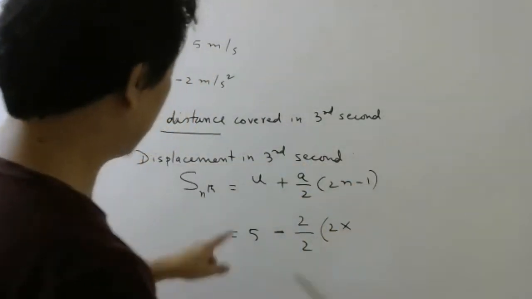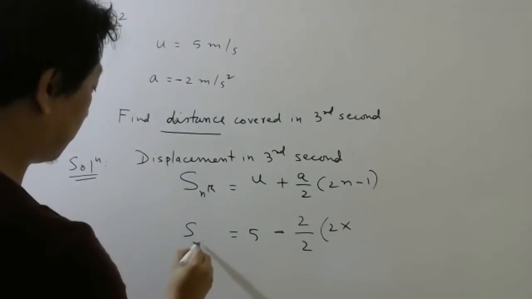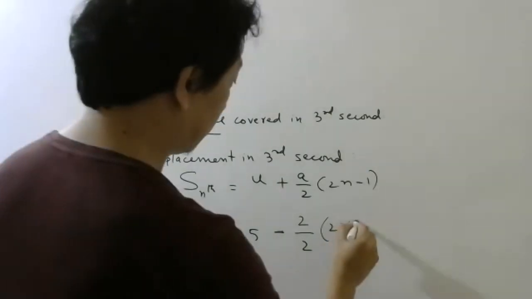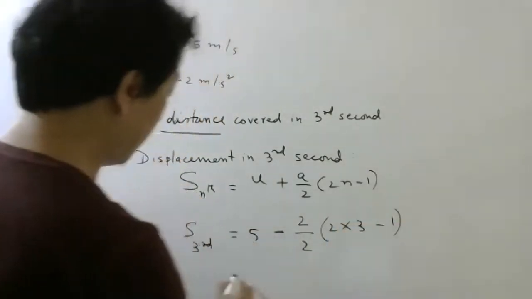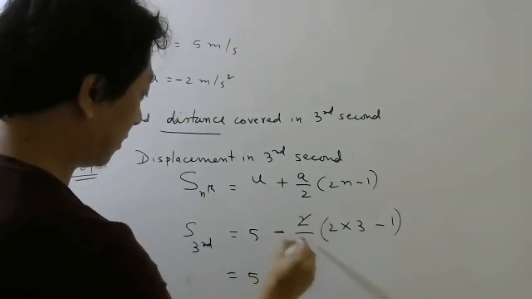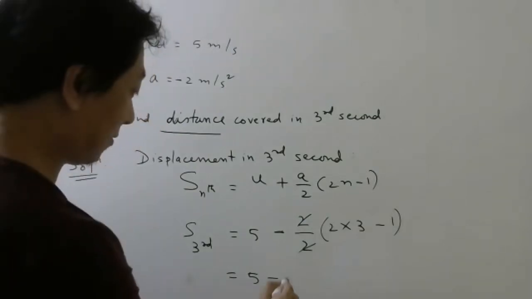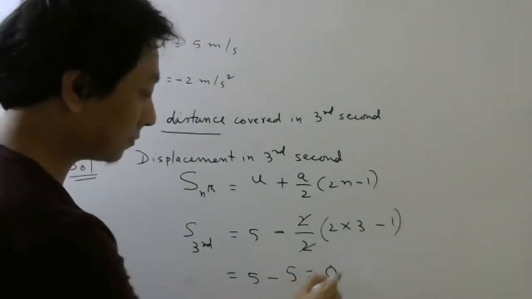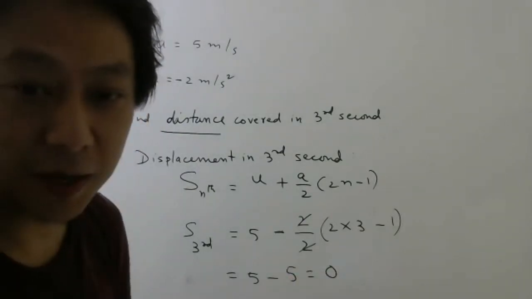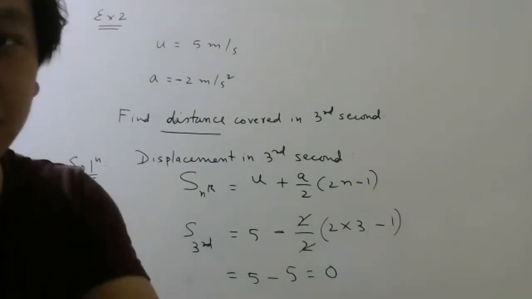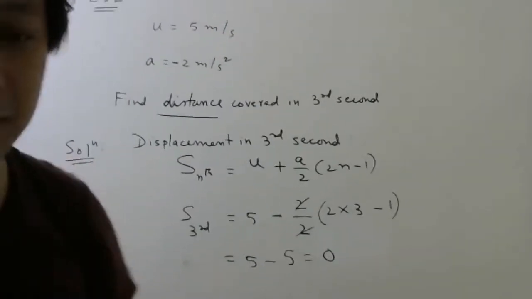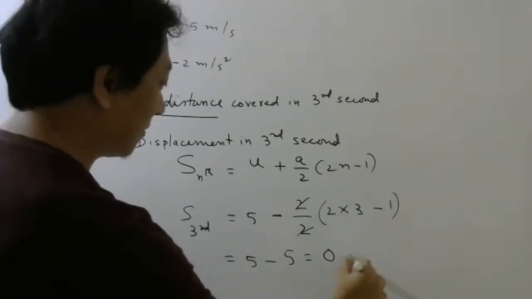In what second did they ask? Third second. What will this be? 5 minus 3 twos are 6, 6 minus 1, 5, so 0. So displacement in third second is what? Displacement in third second is 0.